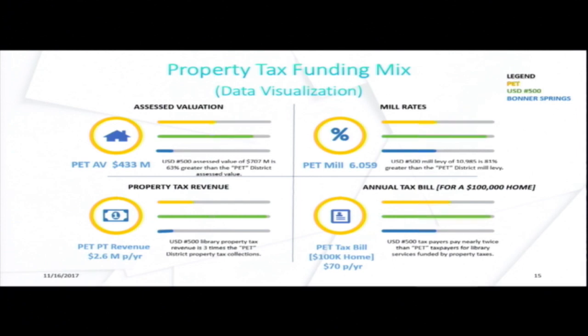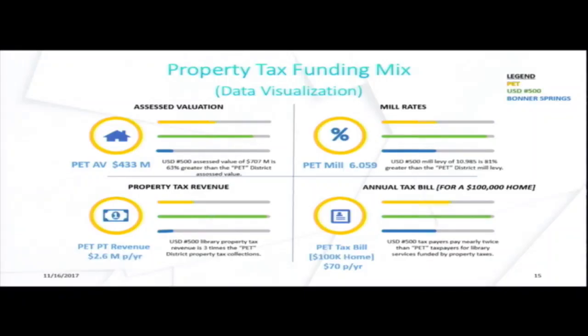The property tax: USD 500's library property tax revenue is 3 times that of the Pet District property tax collection, because of the larger assessed value and a higher mill rate. And so, the annual bill, you can see that USD 500 taxpayers pay nearly twice what the Pet taxpayers pay for library services funded by the property tax.